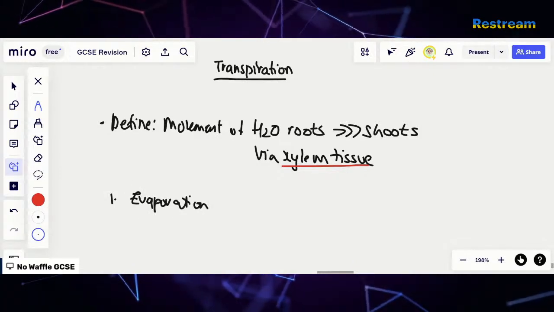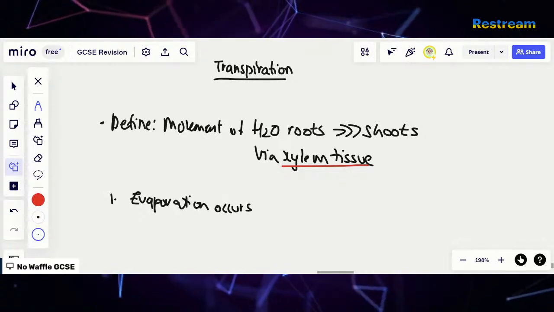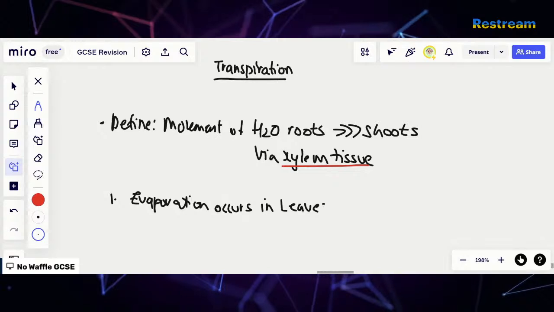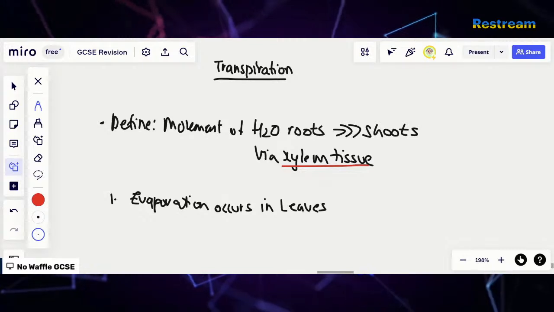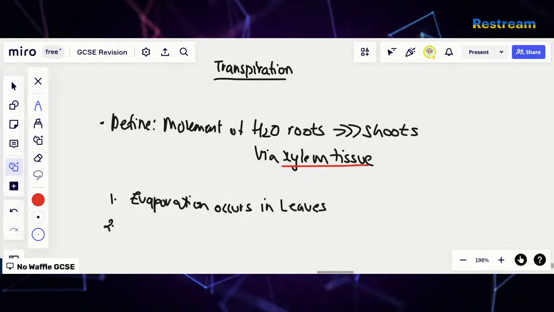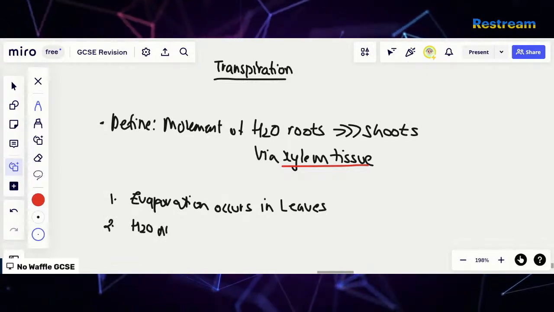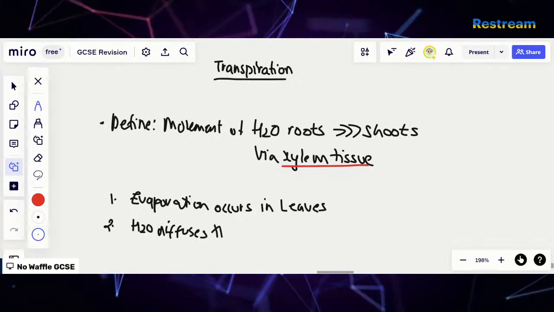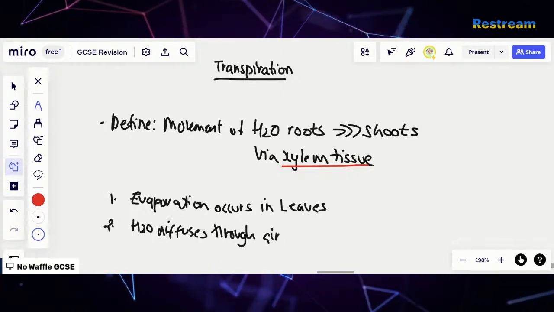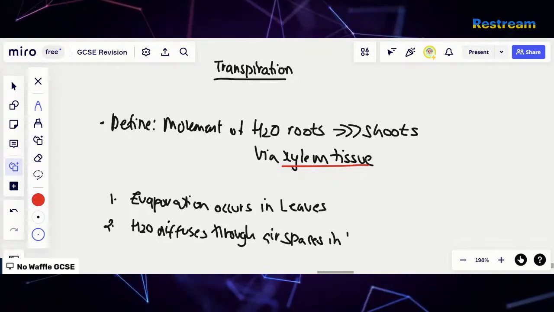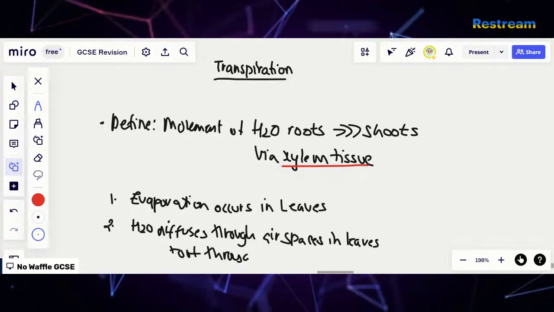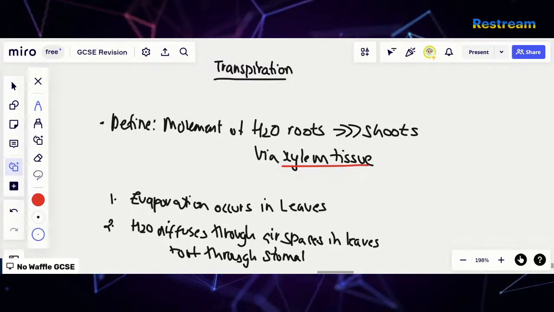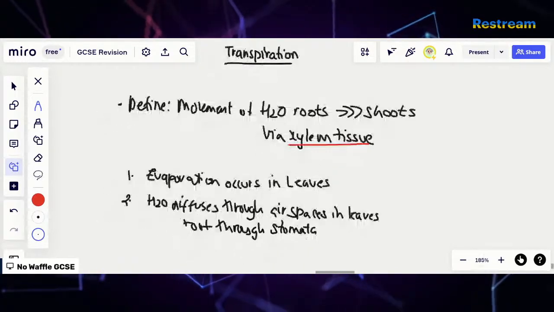Now, if we talk about the steps of transpiration, let's start with the evaporation. So the evaporation occurs in the leaves. So what is evaporating here? Water is evaporating in the leaf from inside the cells. It diffuses through the air spaces in the leaves and then out through the stomata. So that's how the water exits.